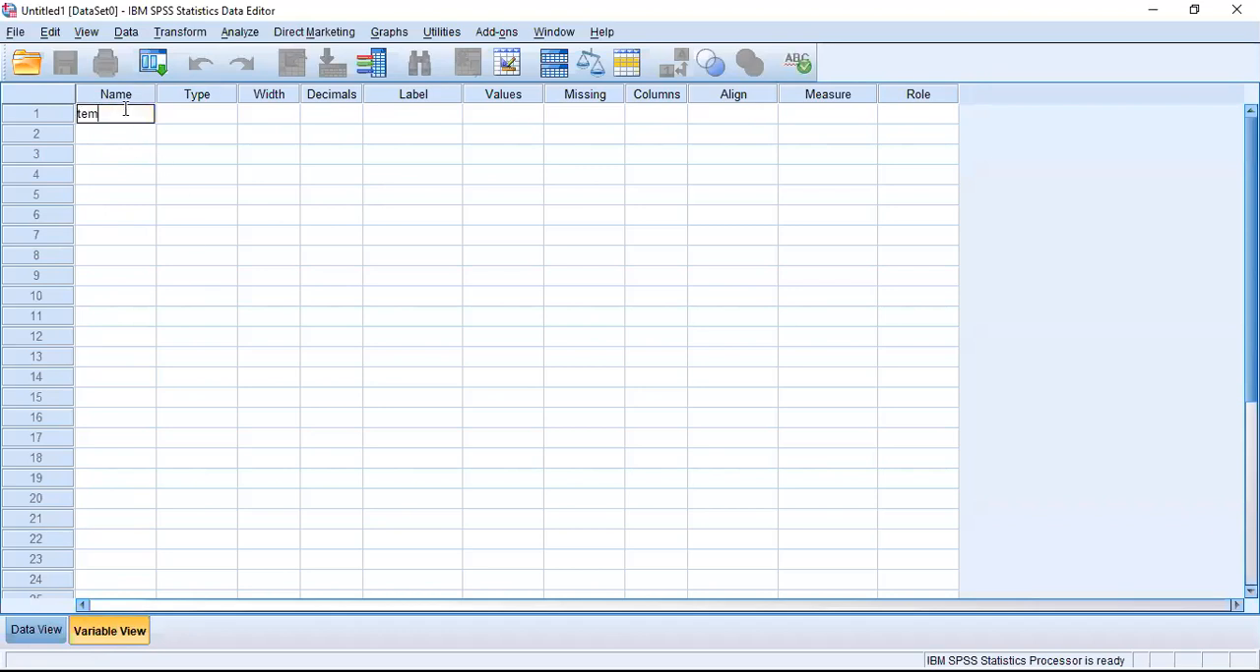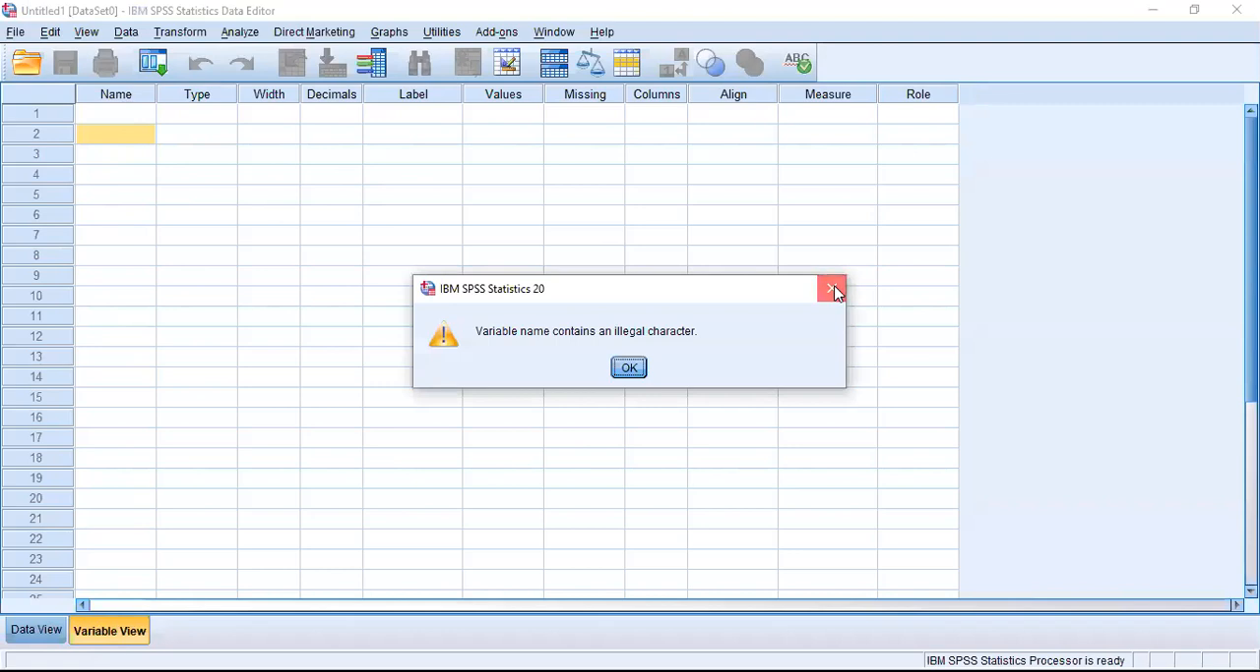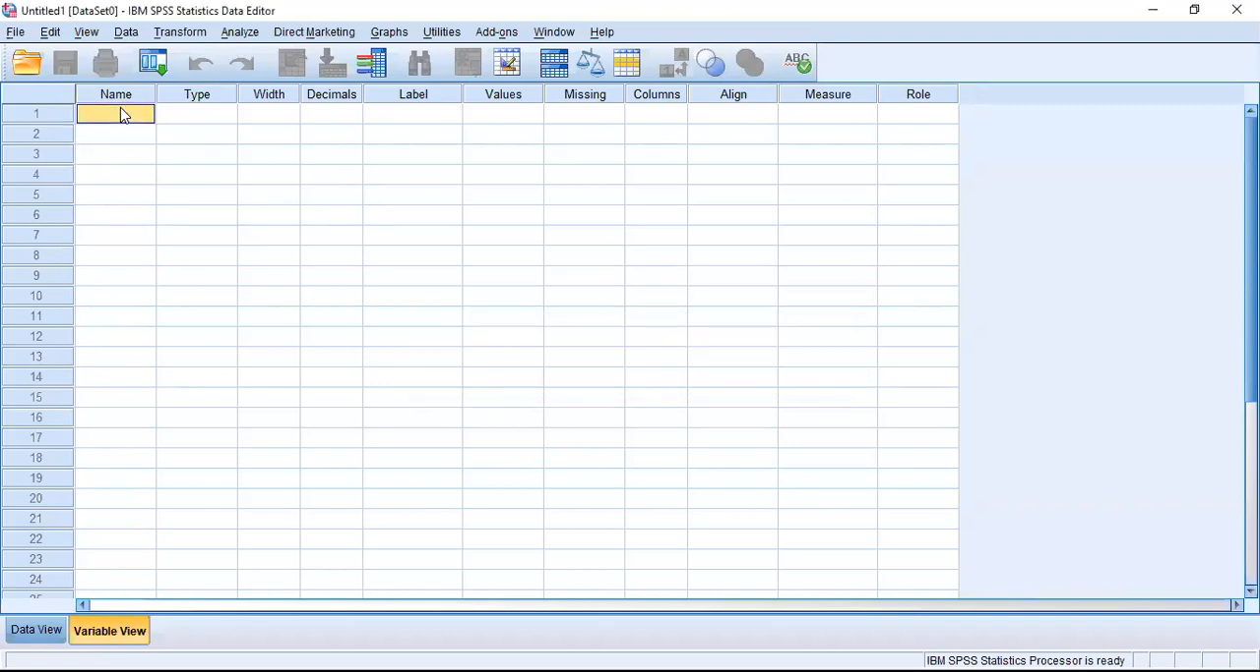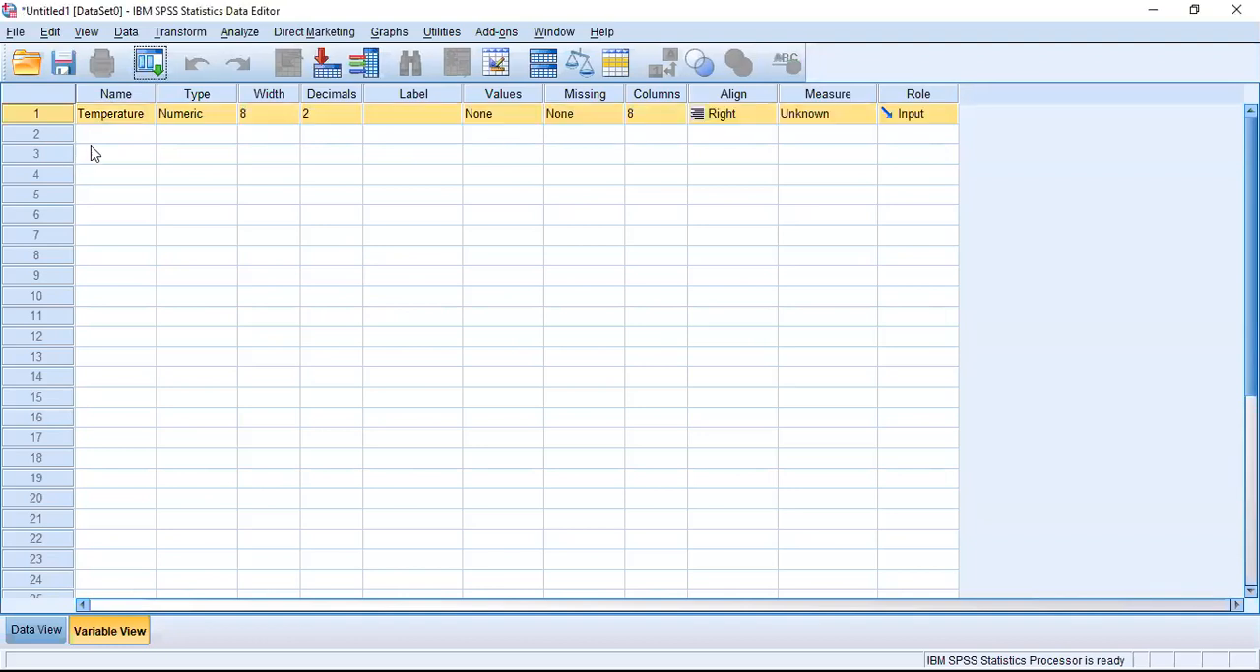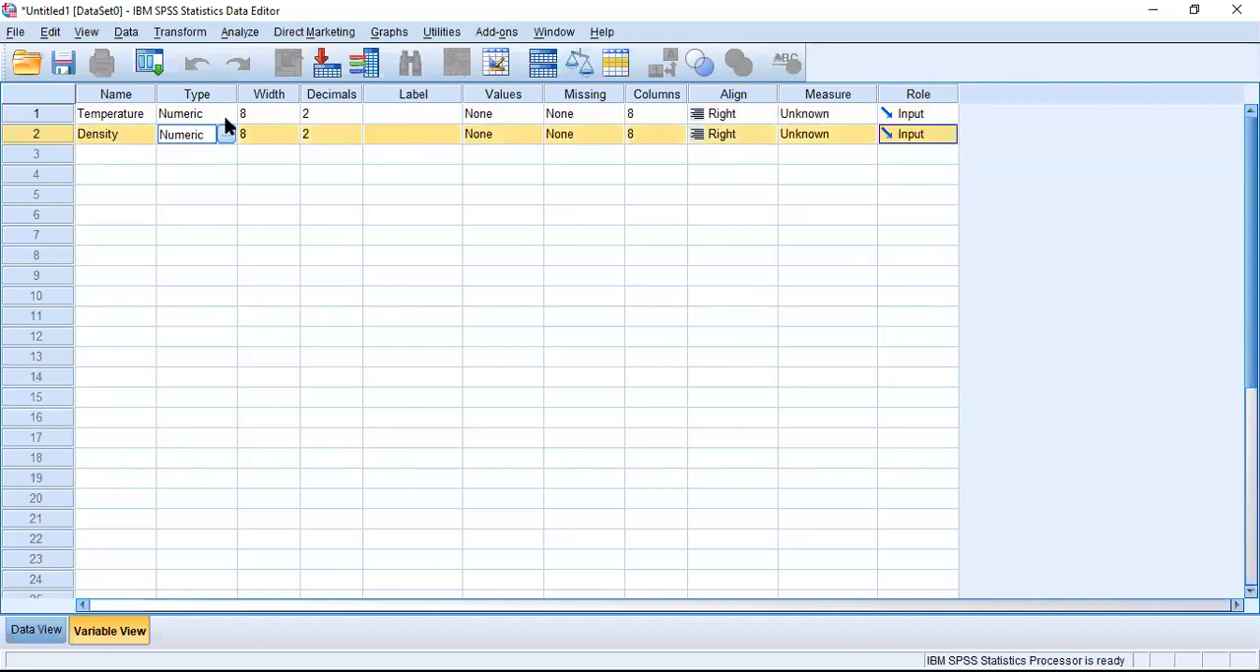We had temperature. All right, we have got density. So all these are numerical values, right? And let's look at the density. I'm sure the density has got several decimal places, so I have to change the automatic decimal places.